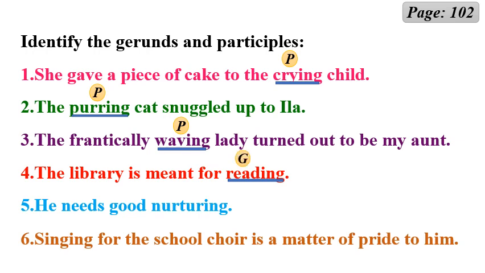He needs good nurturing. He needs what? Nurturing. Again, the non-finite verb nurturing has appeared as a gerund in this sentence. Singing for the school choir is a matter of pride to him. The non-finite verb in this sentence is singing, and it has appeared as a subject in this sentence. When a verb ending in ing, a verbal noun, acts as a subject, then it is a gerund.